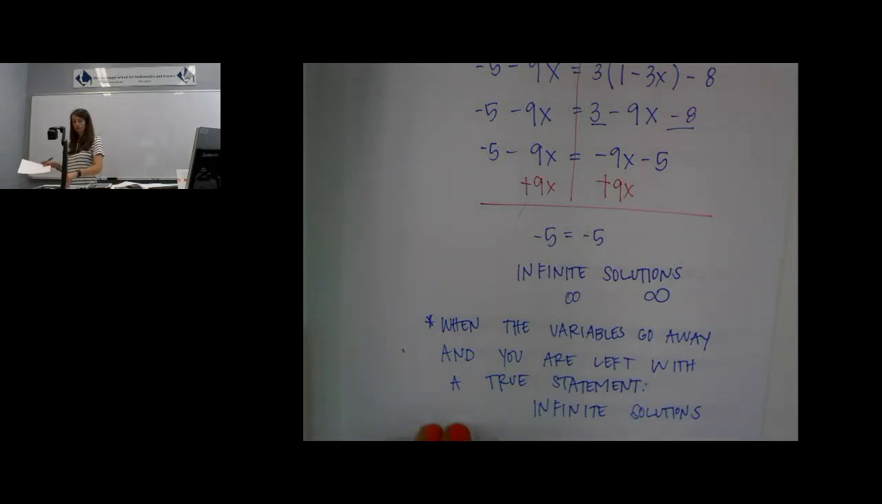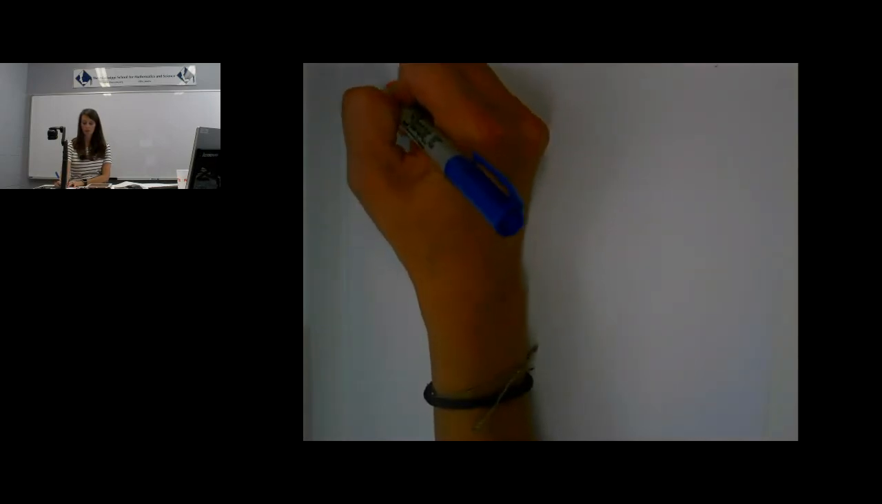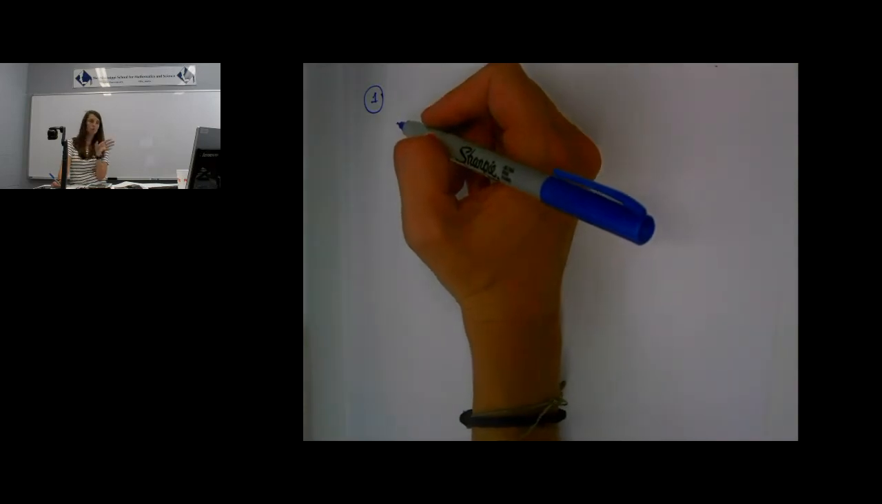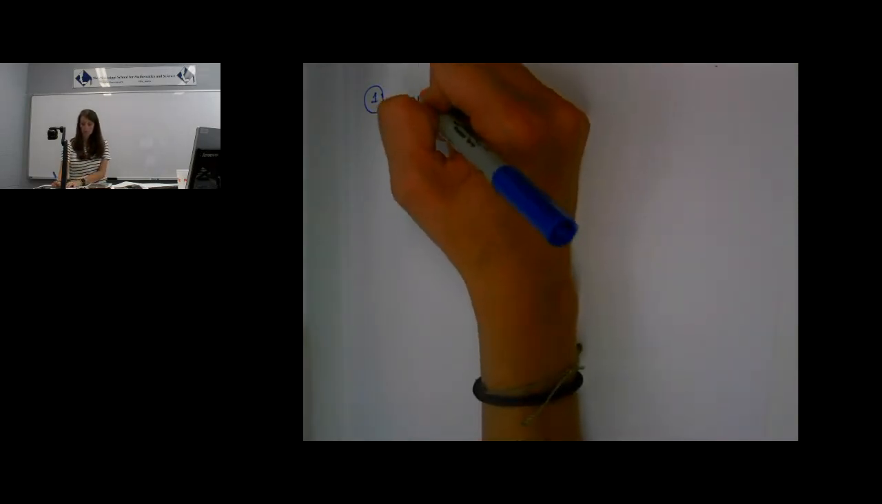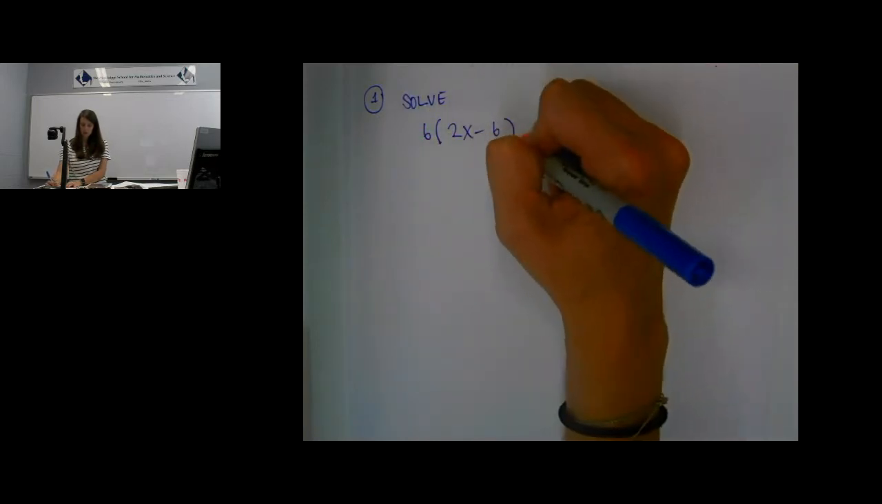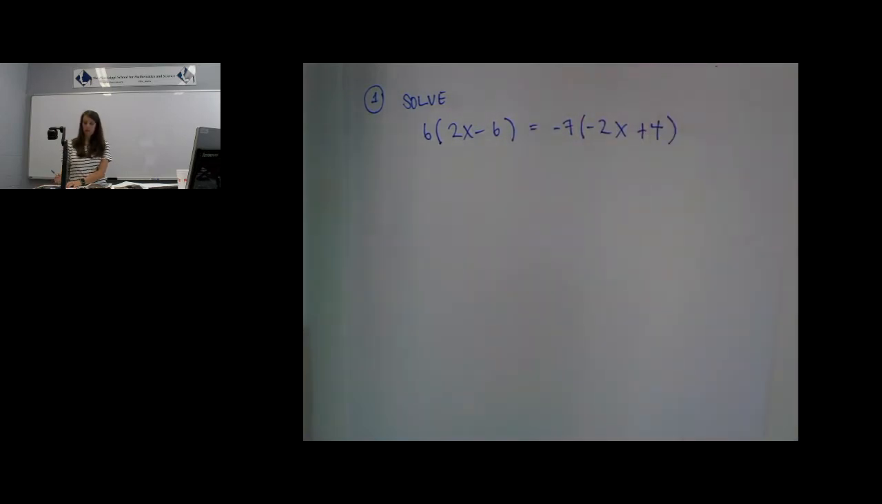Okay. All right, so let's do some examples of solving equations where there may be infinite solutions or no solution or may have a solution. So these are possibilities of having all kinds of it. So here is one. We've got 6 times 2x minus 6 is equal to negative 7 times negative 2x plus a 4. Take a minute and try to work through this problem. You should be excellent at solving an equation by now.